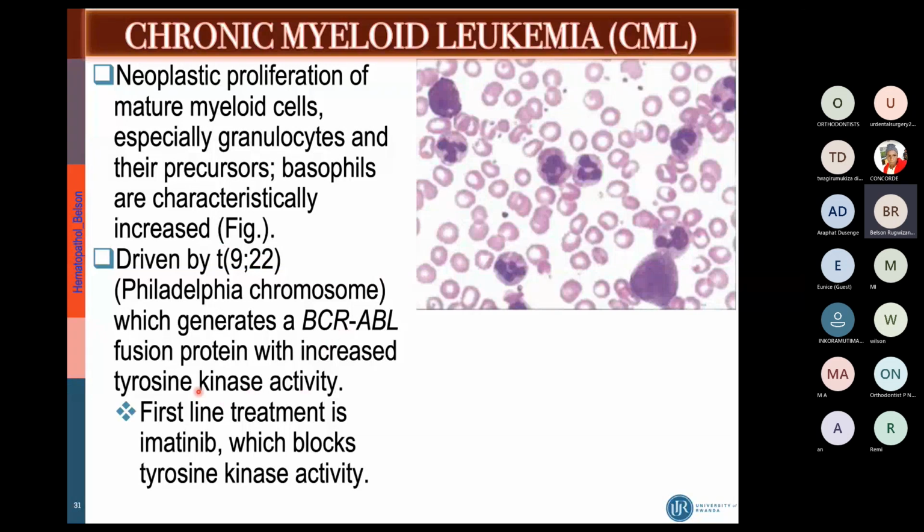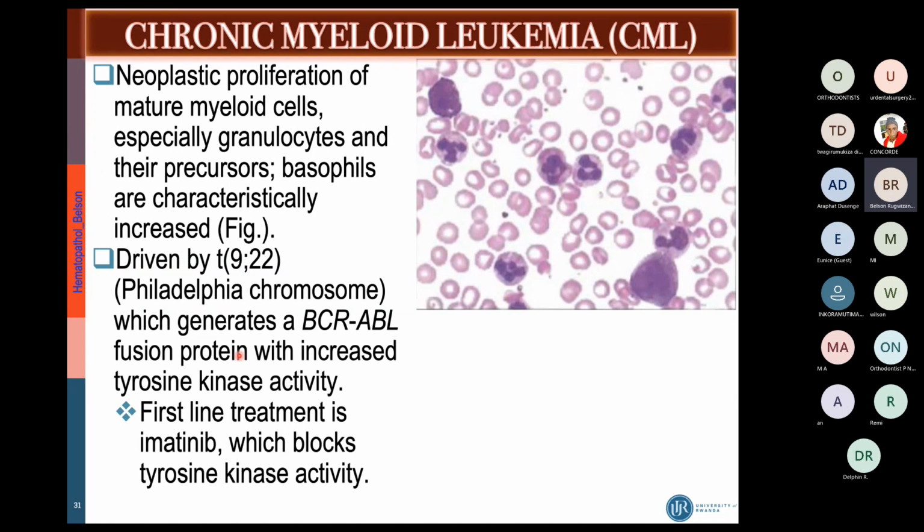Tyrosine kinase, remember it in cell transduction. Receptors have a second messenger to the nucleus. So we have G-protein, things like that, and you have tyrosine kinase. These are the two main mechanisms for cell transduction. So we have a treatment, imatinib, which will block the tyrosine kinase activity.